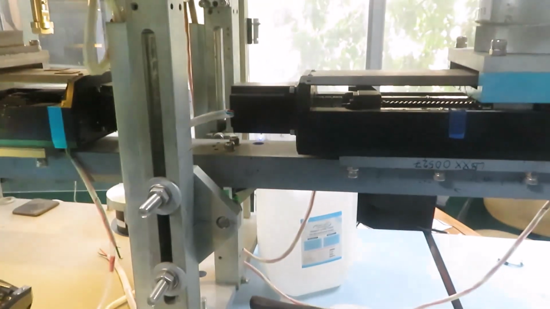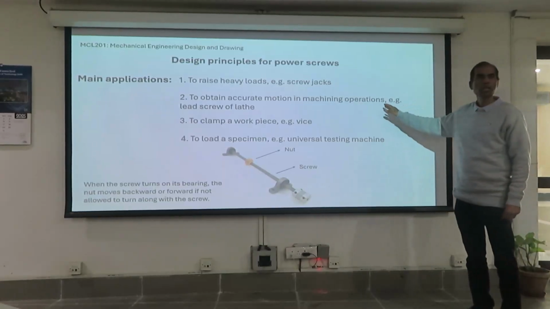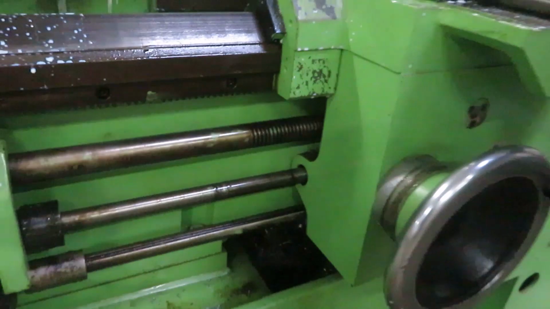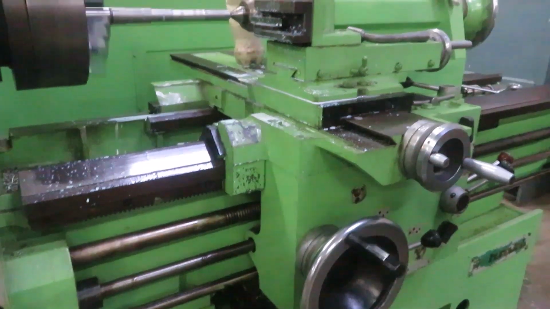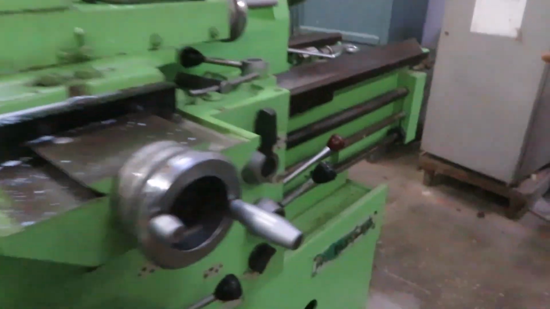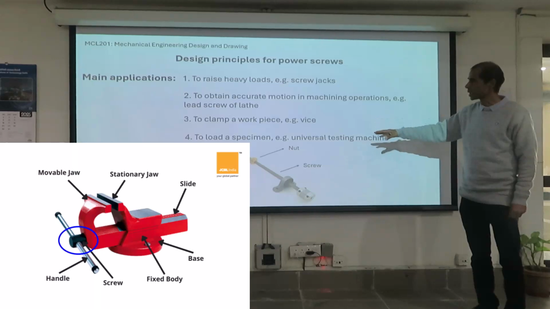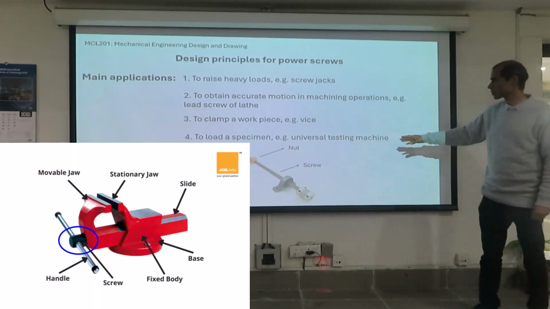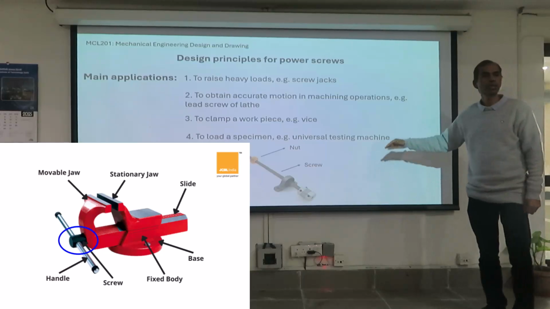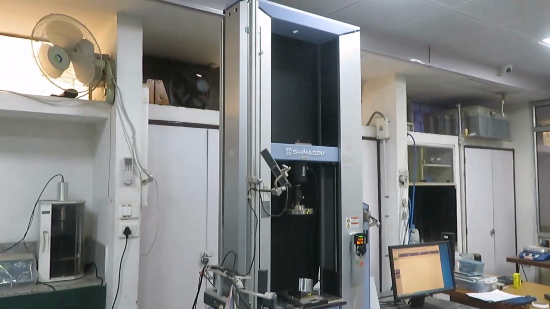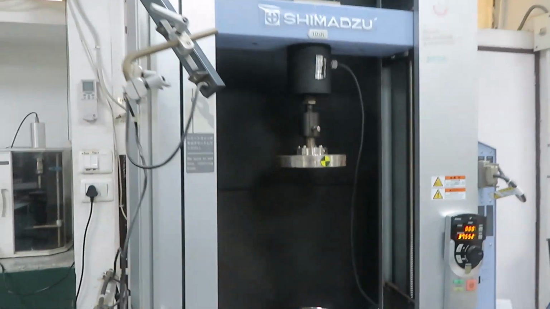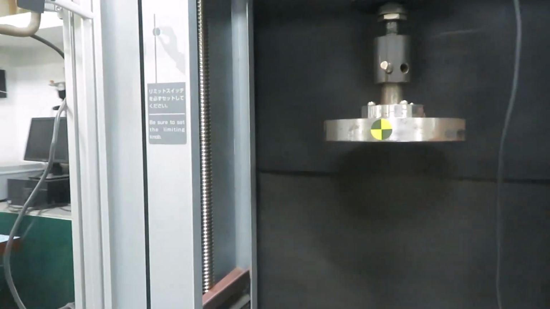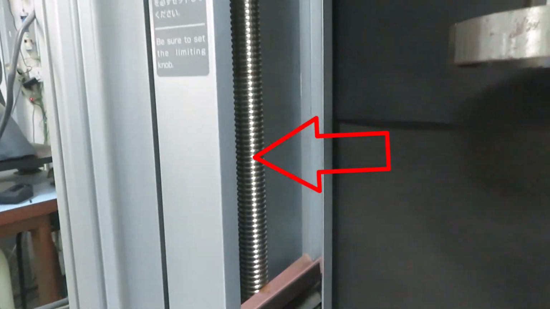So main application to raise heavy weight to obtain accurate motion in machining operations. For example, lathe machine, if you see in the lathe machine, it has got power screw. So by power screw, the lathe is moving. To clamp a workpiece like in vice, you use this one. And to load a specimen, as example, universal testing machine. So there is a universal testing machine which is used for doing a tensile test or compression test. So that is also based on this screw, power screw. So very, very useful mechanism.